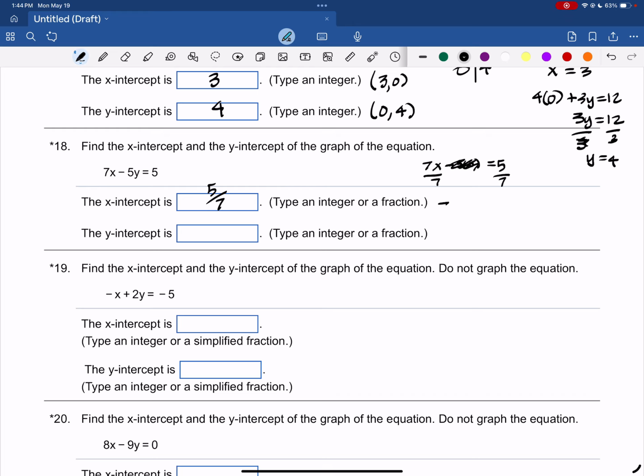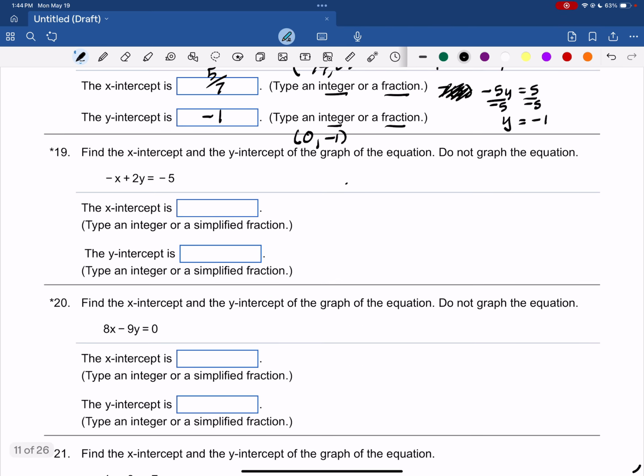For the y-intercept, it's 7 times 0 minus 5 times y. So this time, that's a 0. Divide by negative 5. Now be careful. Here I have a positive divided by a negative, so that is a negative 1. And remember, as ordered pairs, now this they just want the single value, but if they ask for ordered pair, 5/7, 0, 0, negative 1.